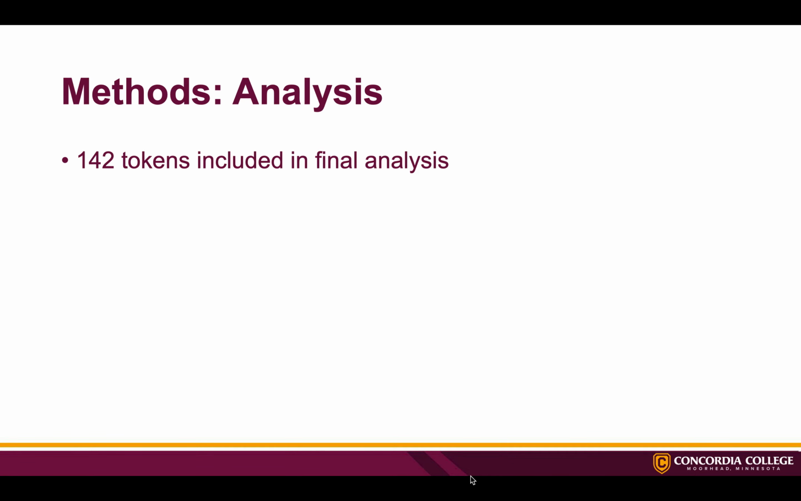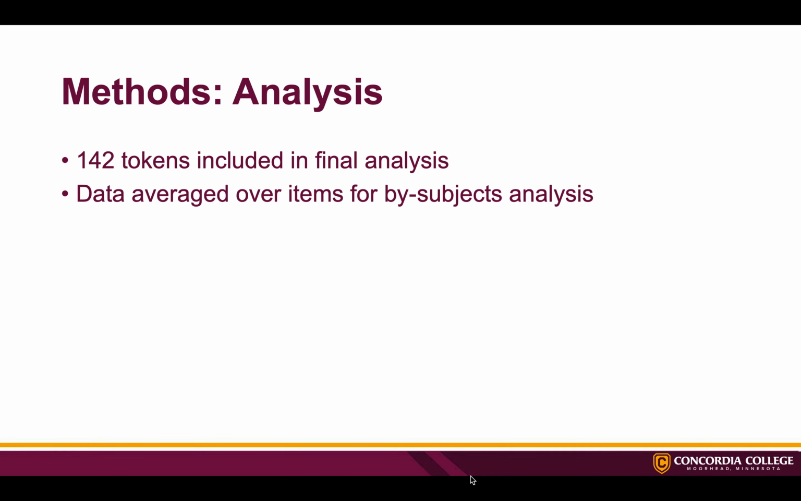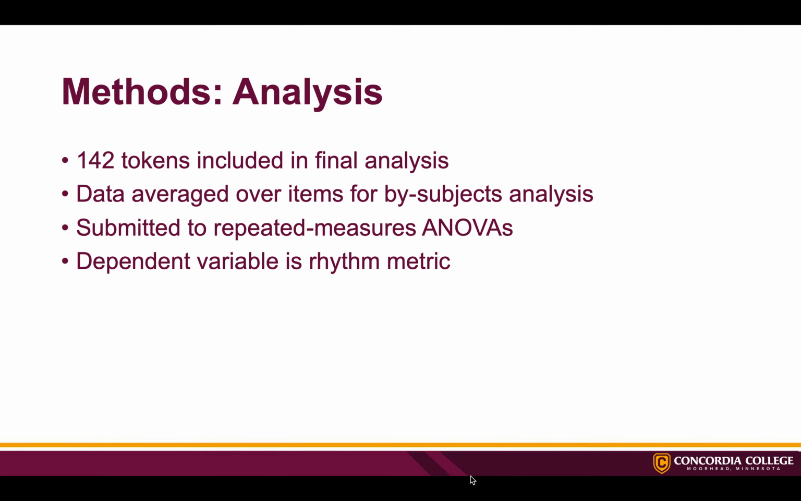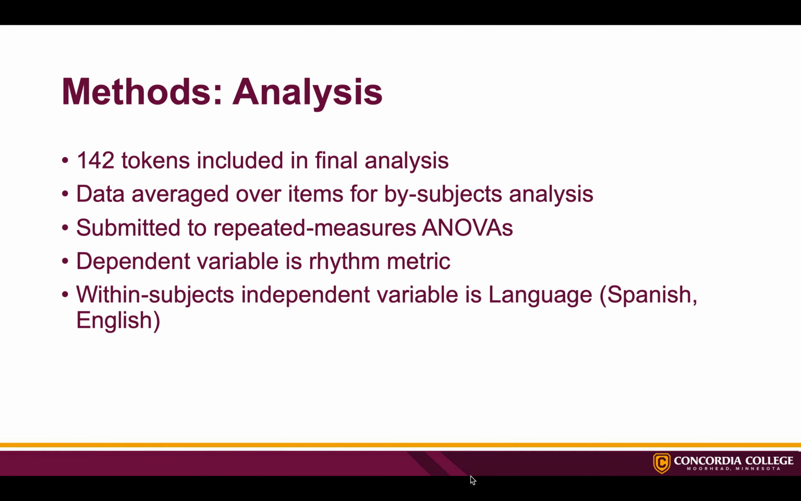In total, 142 tokens were included in the final analysis. The data were averaged over items for a by subjects analysis and then submitted to repeated measures ANOVAs. The dependent variable in all cases was the rhythm metric, and the within subjects independent variable was language. Spanish or English were the 2 conditions in that variable.